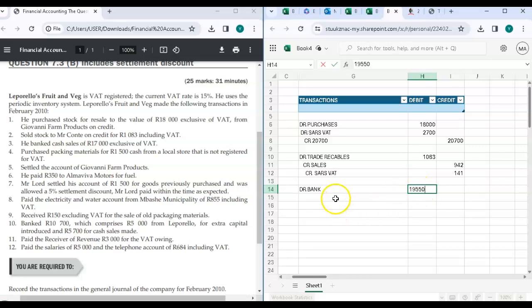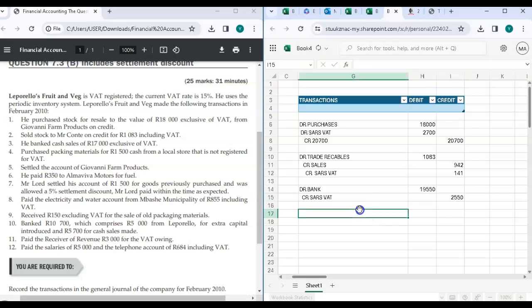Okay, and then I will credit. So I already know I'm going to credit SARS VAT. Okay. What I worked out now. So to work out VAT, it's 17,000 times 15 over 100. So that'll be 2,550.